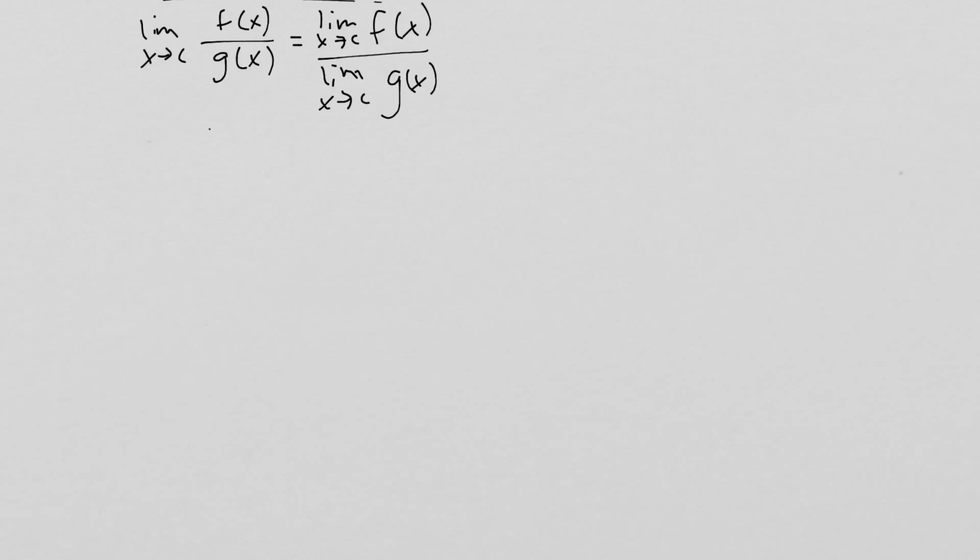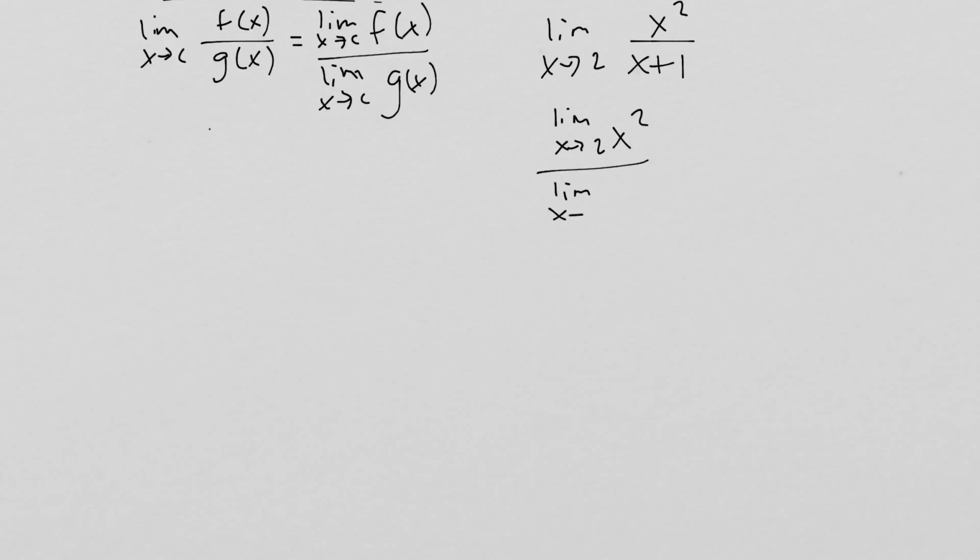Alright, an example. What if we have the limit as x goes to 2 of x squared over x plus 1. So I can go ahead and separate that, put the limit on top and on the bottom. Plug it in. We get 2 squared over 2 plus 1, which is 4/3. So basically, really all we're doing is just plugging it in.